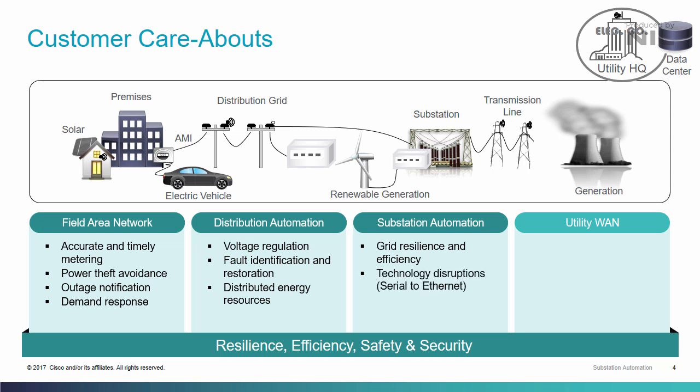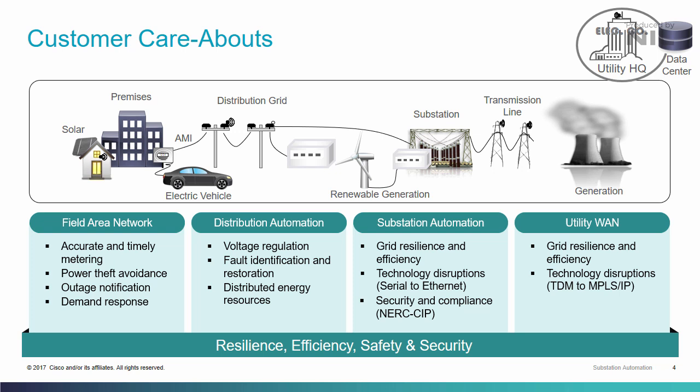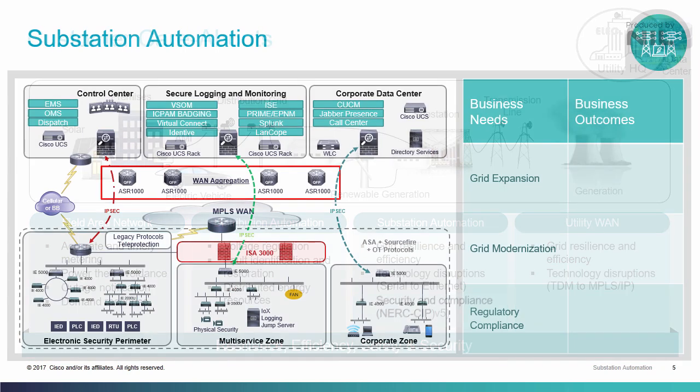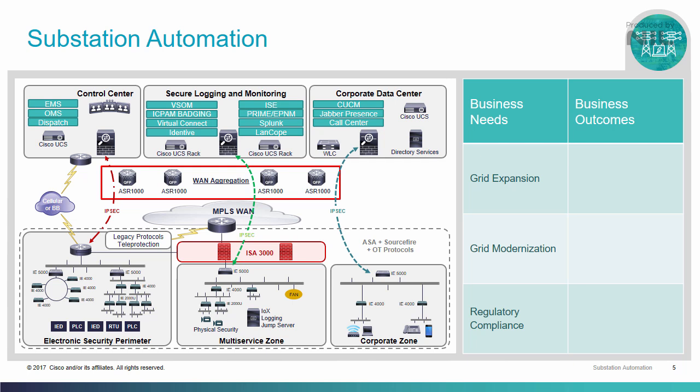Big technology disruptions are happening right now. For example, grid transformation from serial communications to the Ethernet protocol. Security and regulatory compliance still needs to be maintained throughout all these changes. In utility wide area network, technology evolution is also happening. This is most obvious in the migration of old legacy TDM or time division multiplex circuits to the unified MPLS IP network. Cisco is building an end-to-end IP solution from the control center to the grid.